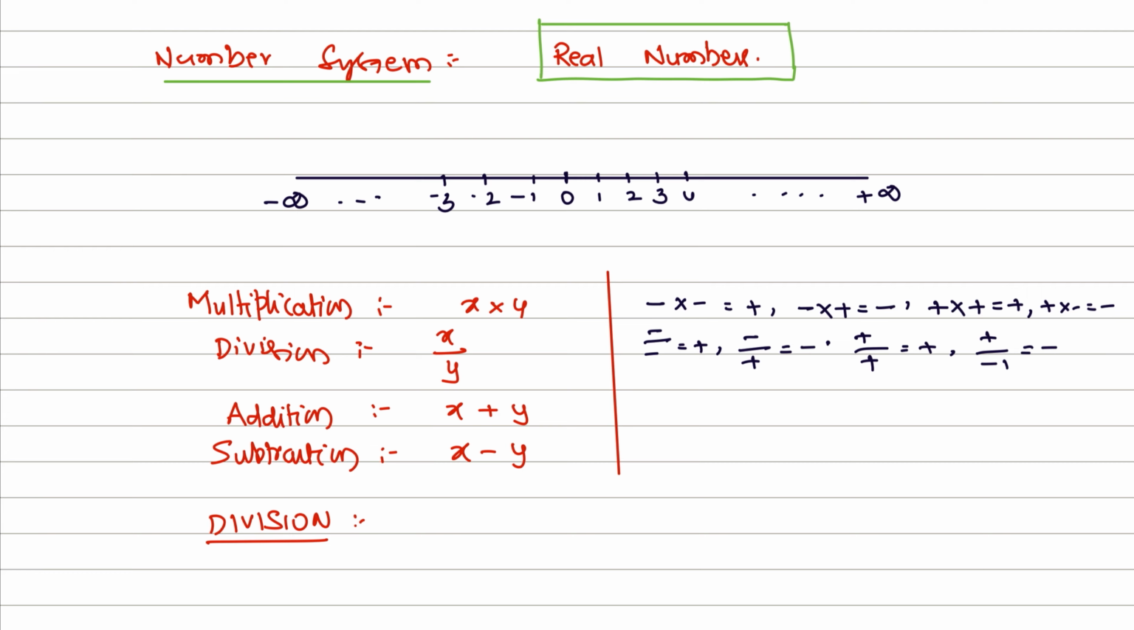Any real number divided by 0 is equal to infinity. If it is positive, plus infinity; if it is negative, minus infinity, provided x is a positive real number. If it is negative, minus infinity, provided x is greater than 0.